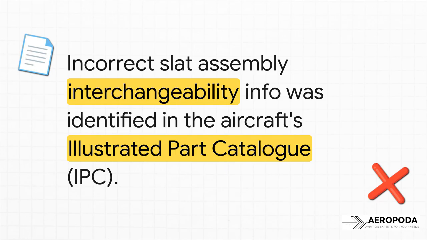The root cause is, believe it or not, a documentation error. Incorrect info about slat assembly interchangeability was published in the main parts manual. Think about that for a second. It's a powerful reminder of just how critical data accuracy is in our maintenance operations. A simple error in a book can lead to a major safety directive.